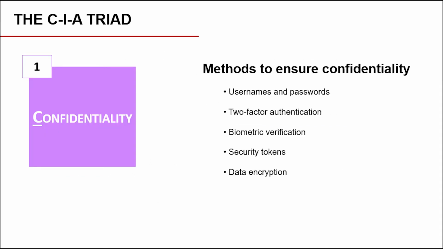When we talk about confidentiality, think of it as a means of safeguarding your privacy. Not everything we put in the digital space is meant for the public. For example, your home address, credit card numbers, and so on. Some sensitive data will only have the intended recipients. That's why there are numerous methods to ensure that data confidentiality is achieved. We achieve data confidentiality through some methods such as username and passwords, two-factor authentication, biometric verification, security tokens, and data encryption.